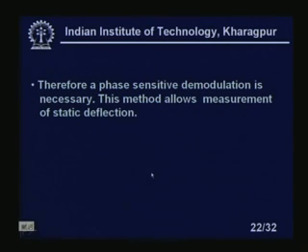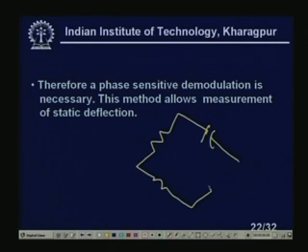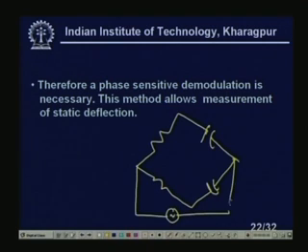So, therefore, a phase sensitive demodulation is necessary, right. So, I said that I have a capacitance here, I have a capacitance here. If I put a signal here and measure the output voltage E naught here, if this increases, this will decrease, no doubt about that. So, I will get an unbalanced voltage, right.